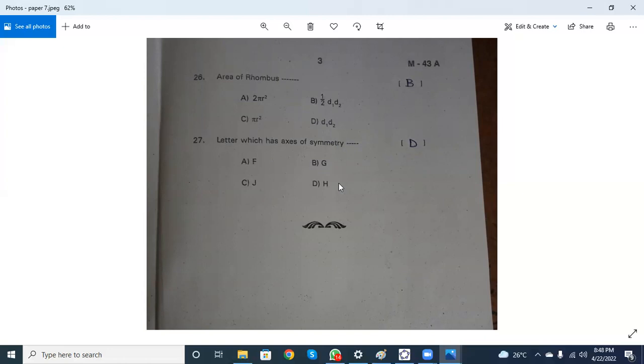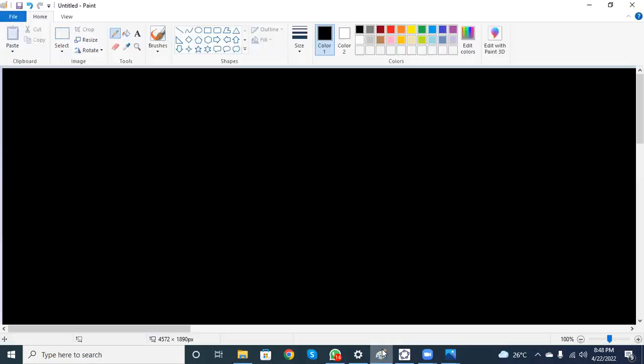So this is what the paper had. Let's see the solutions of this paper now. First one, a 2 mark question, section 1.